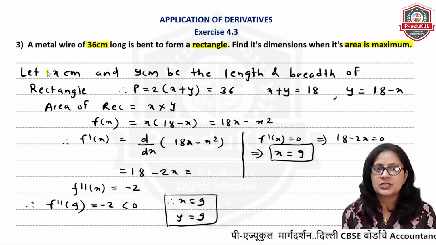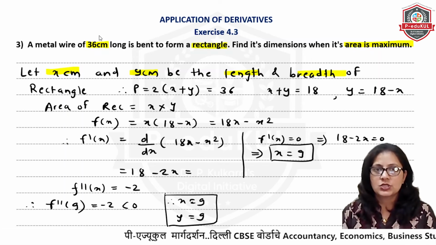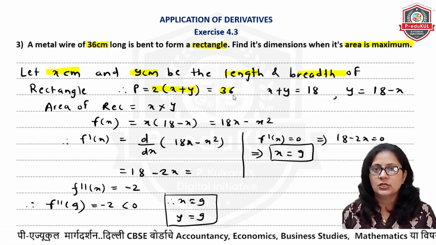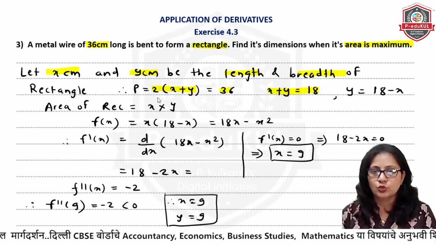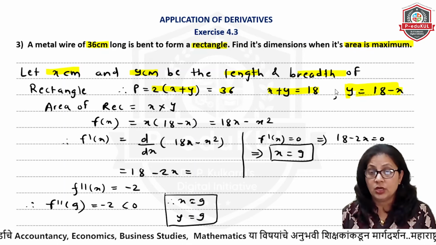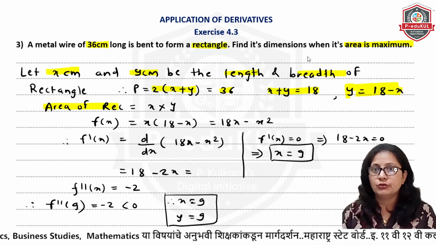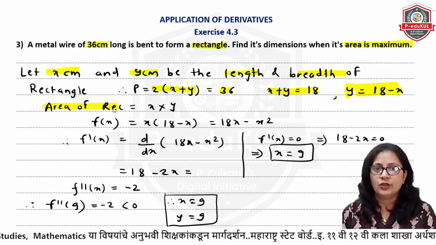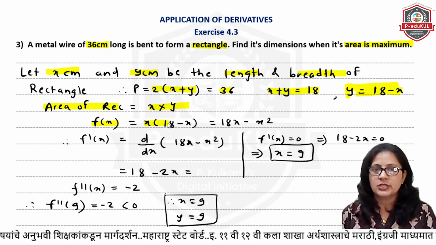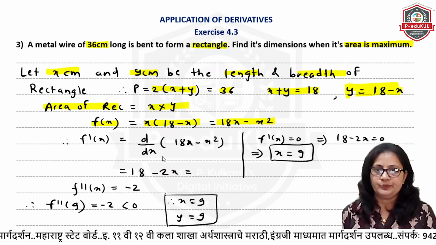So let's see, let x centimeter and y centimeter be the length and breadth of the rectangle. Since perimeter is given, perimeter is 2 times (x plus y) is equal to 36. So x plus y is equal to 18. This 2 will go this way. Then y will be equal to what? 18 minus x. So here we got y in terms of x. Now we need to deal with the area of the rectangle. So area of rectangle is what? x into y. And then f(x) is equal to x into (18 minus x), so that will come up as 18x minus x square.